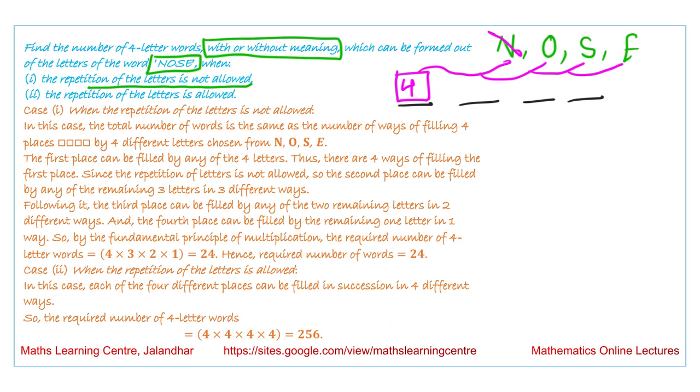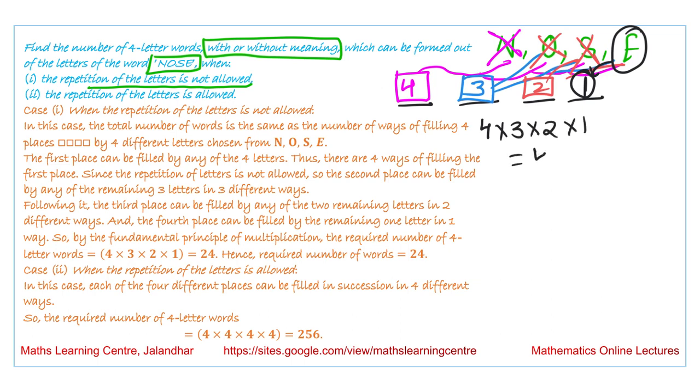Suppose this first letter we have chosen. Now at this second place, how many ways do we have? It is 1, 2 and 3. Next at this third place, suppose O is chosen, now we have 1 and 2 ways. And for this last letter, we are saying there is only 1 way. So the total number of ways we have is 4 into 3 into 2 into 1. You can write it as 4 factorial, which is equal to 24.